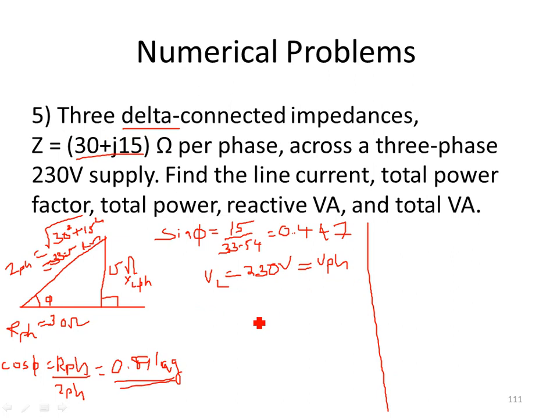Now coming to phase current, what is phase current? Phase current is equal to V phase divided by Z phase. What is V phase? V phase here is 230. 230 divided by Z phase, which is 33.54, comes to 6.86 ampere. So phase current is basically 6.86 ampere. Now, first you will find total volt ampere.